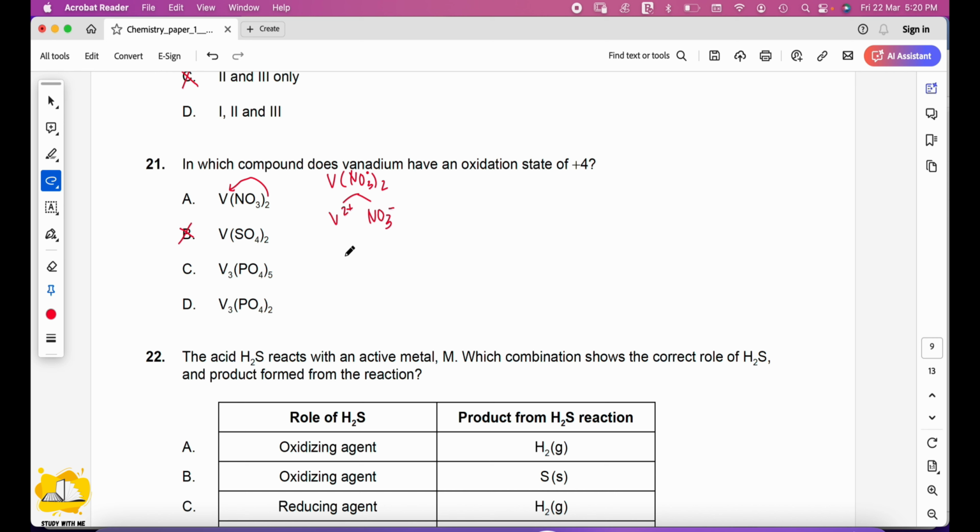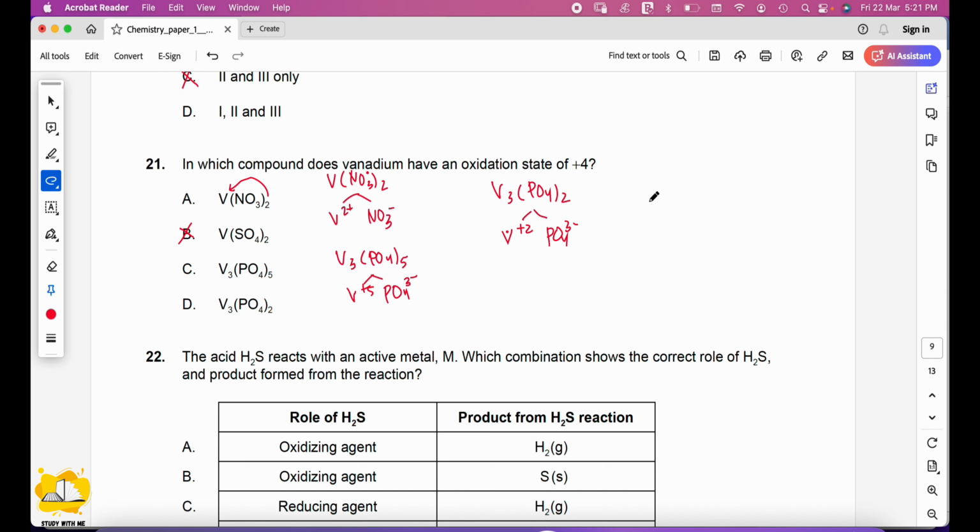Why B? But let's go to C first. So V3(PO4)5. If you break it down, this will be PO4 3 minus. So this 3 belongs to PO4 3 minus. So 5 will belong to V. So V plus 5. And for the V3(PO4)2, if you break it down, it will be PO4 3 minus again. So V will be plus 2. So definitely the answer is B.